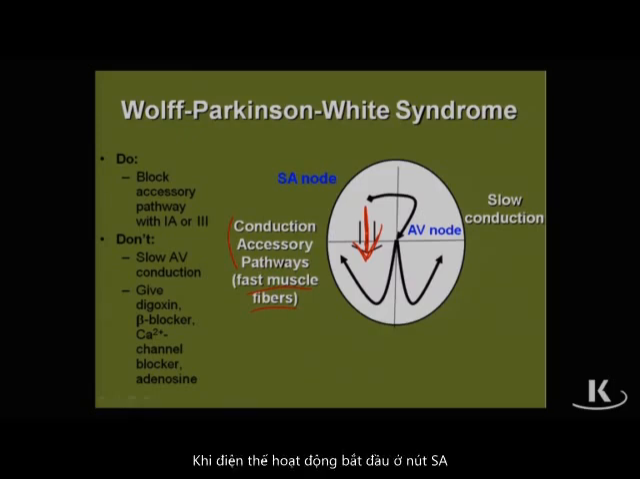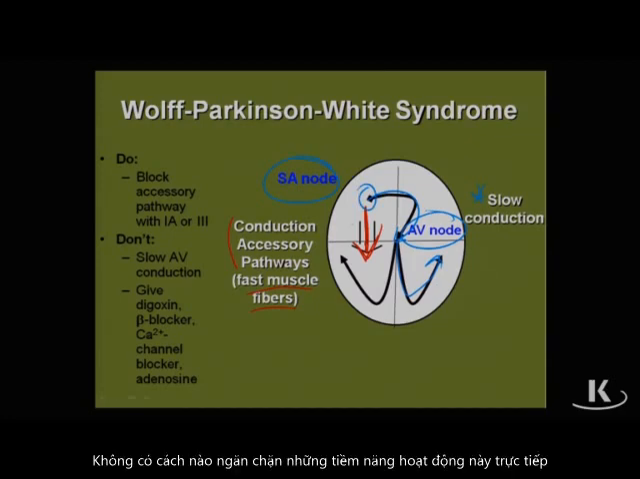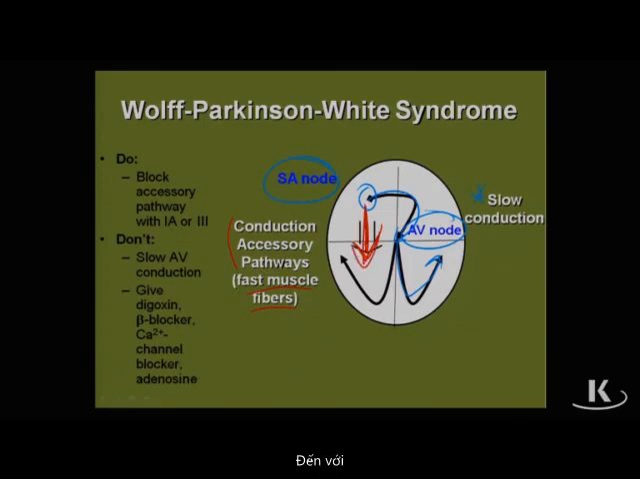When the action potential starts at the SA node, this action potential now has two routes. The classic route through nodal tissue will follow a slow conduction from SA to AV node, and then from the AV node through the His-Purkinje system, then depolarize the ventricles so that hemodynamics closely follows the electrical activity. Unfortunately, in a patient with WPW, as the SA node fires, there is no way of preventing these action potentials from directly getting to the ventricles.